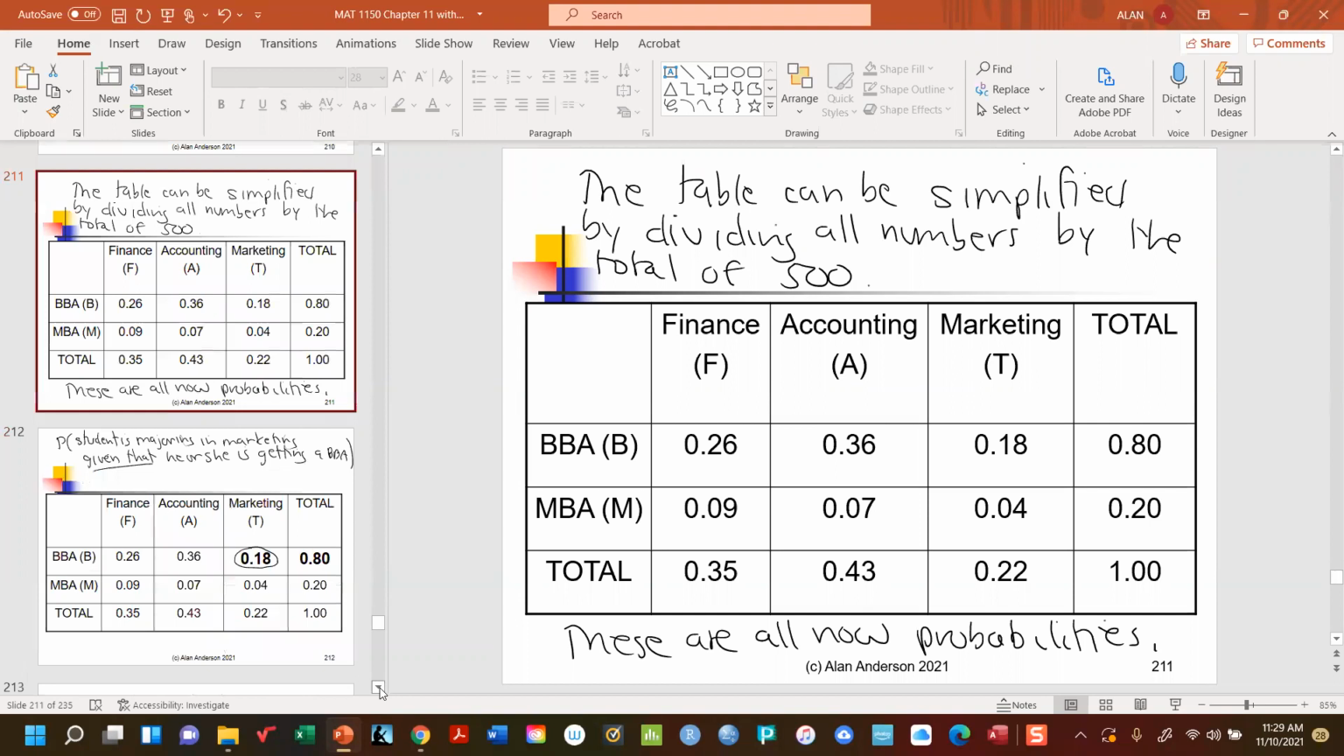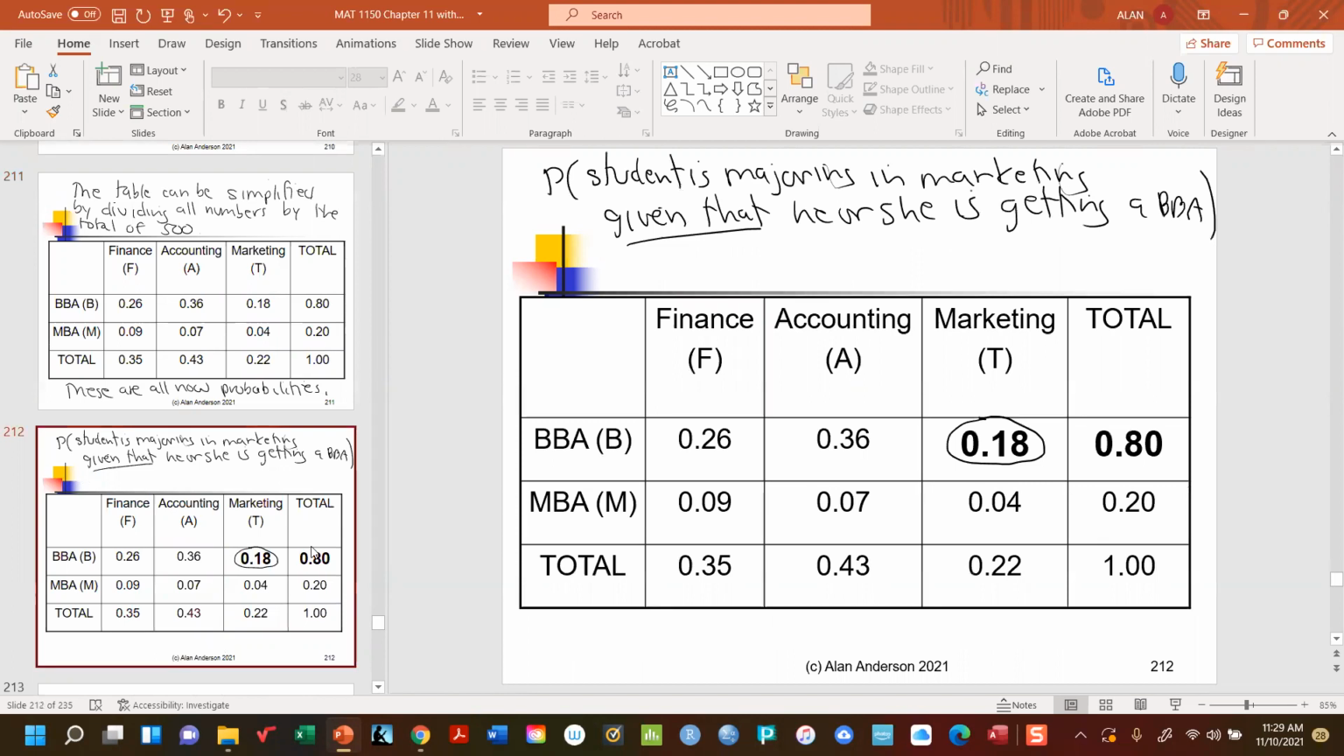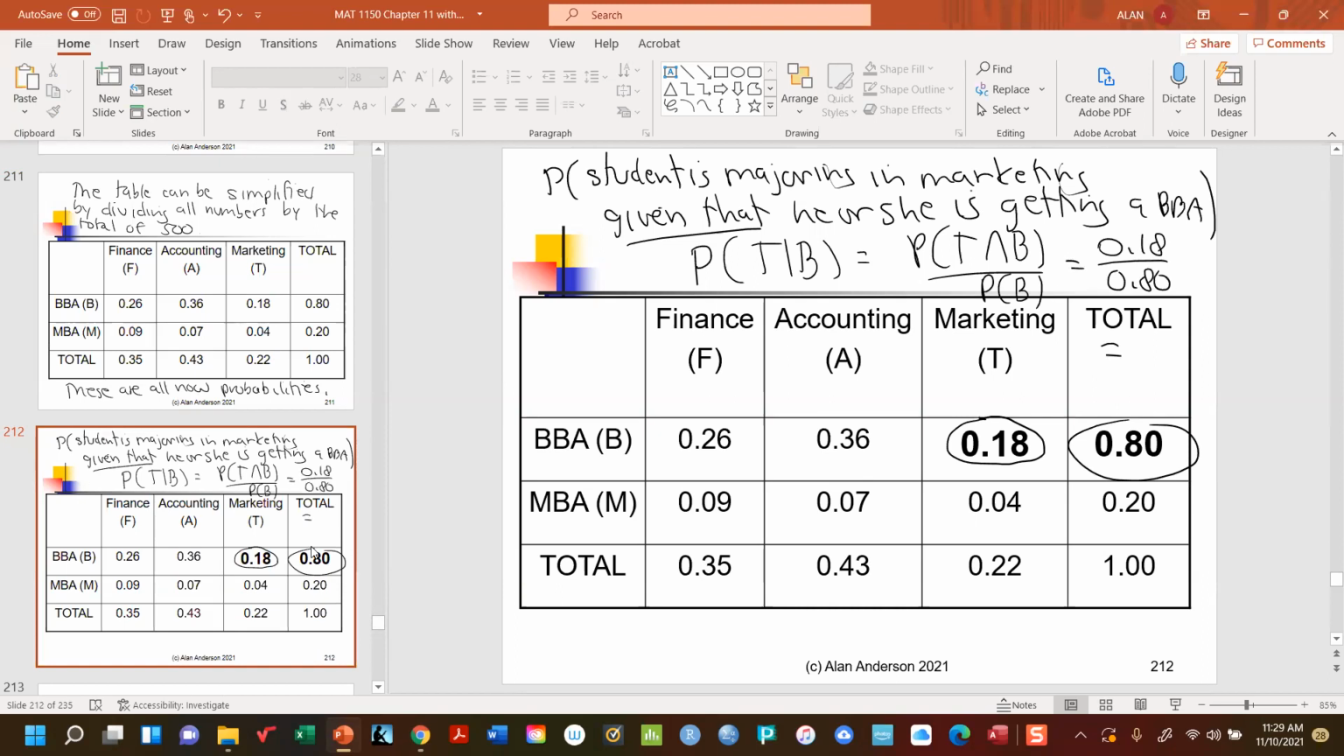So just a quick review: remember before we did marketing, given a bachelor's degree? This time we don't really need to divide by the 500s. With this table, we can just take the 0.18 and divide by 0.80 to come up with our result, which is 0.225.